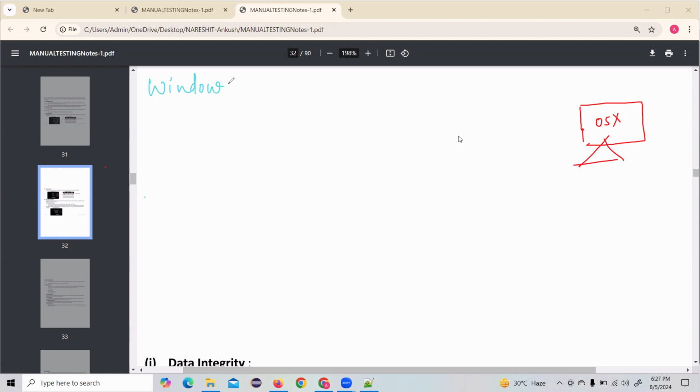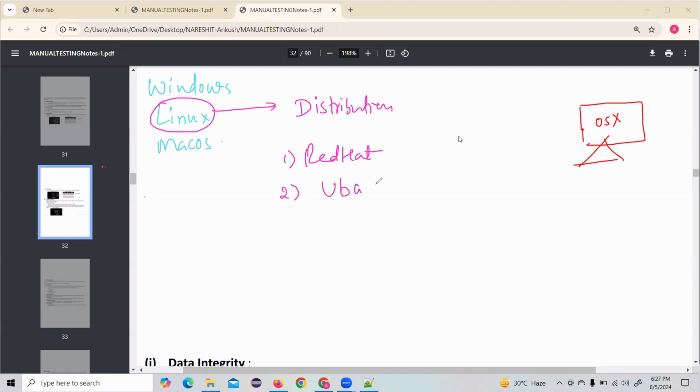Windows, Linux, Mac OS. Again, Linux is having a very big family that is called distributions. Linux distributions: Red Hat, Ubuntu, SUSE. Understanding? So these are all distributions of Linux. Which one will we use more? Windows. Why?